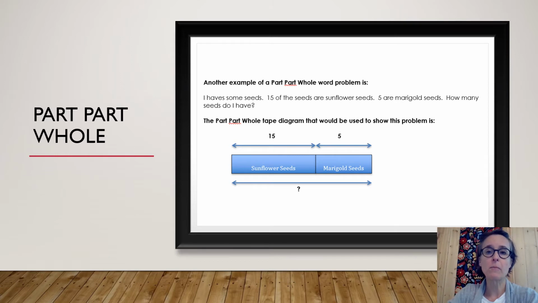Another example of a part, part, whole word problem is, I have some seeds. 15 of the seeds are sunflower seeds. 5 are marigold seeds. How many seeds do I have? The part, part, whole tape diagram that would show this problem is, I still have sunflower seeds and marigold seeds as my two parts. But now as I'm labeling, I show that I know I have 15 sunflower seeds and I know I have 5 marigold seeds. What I don't know is the whole. I don't know how many seeds I have altogether.